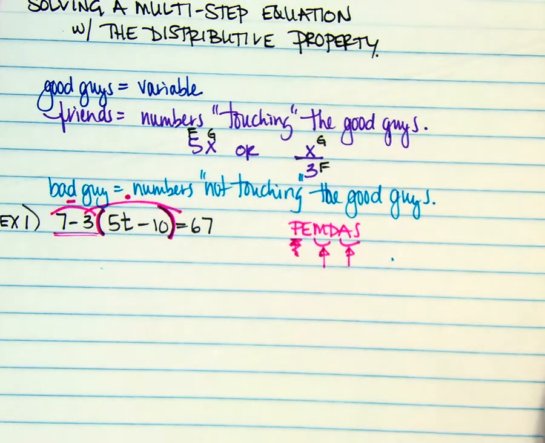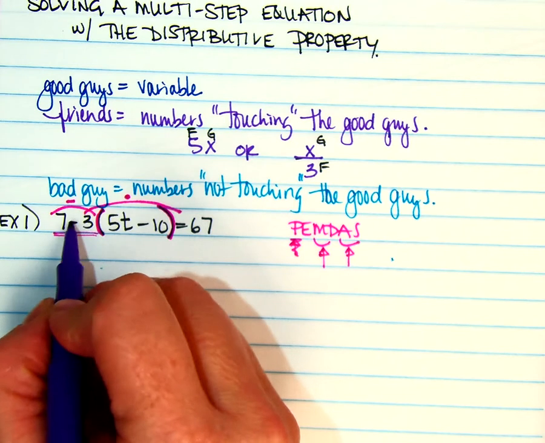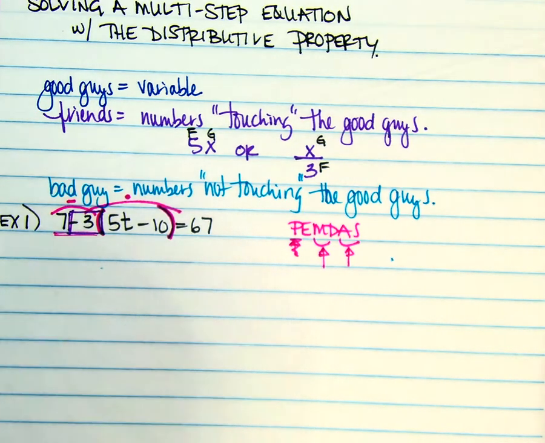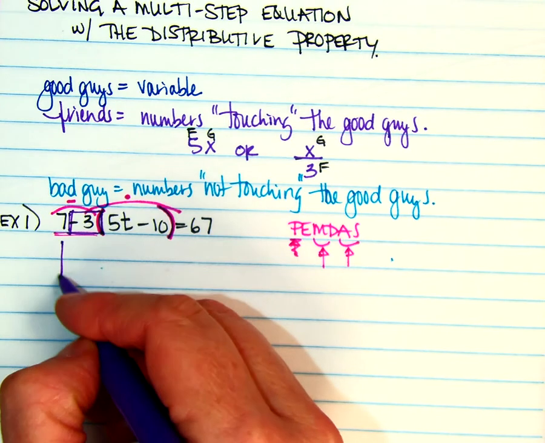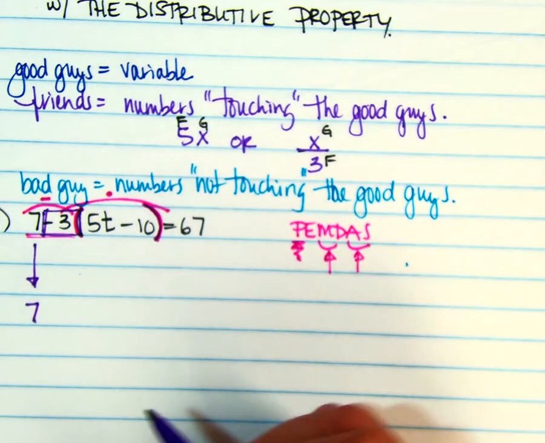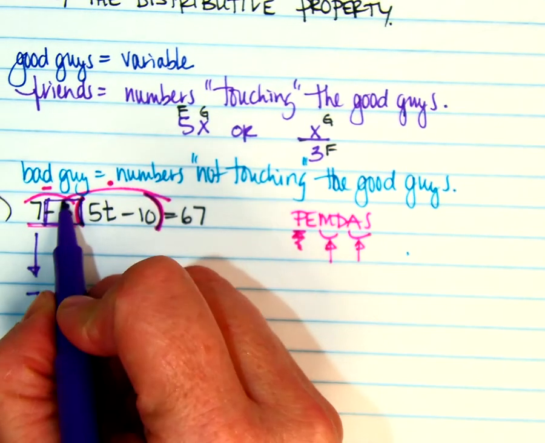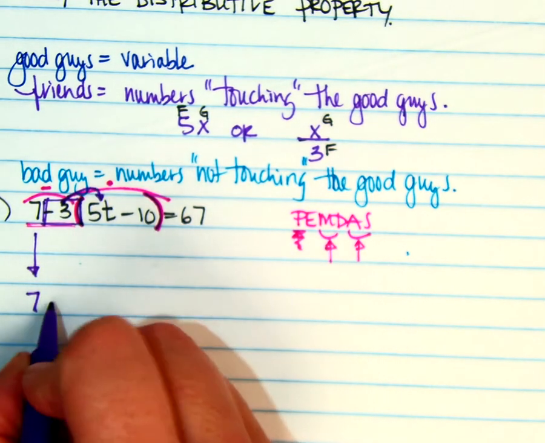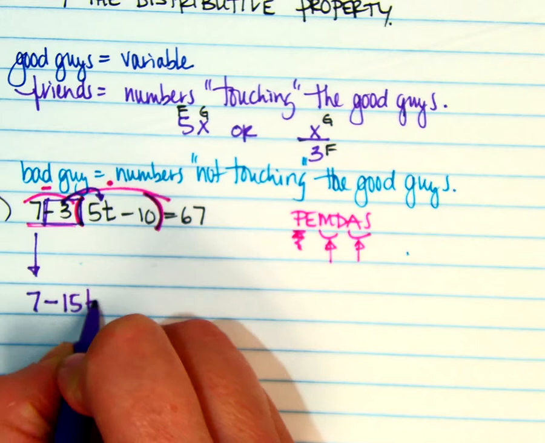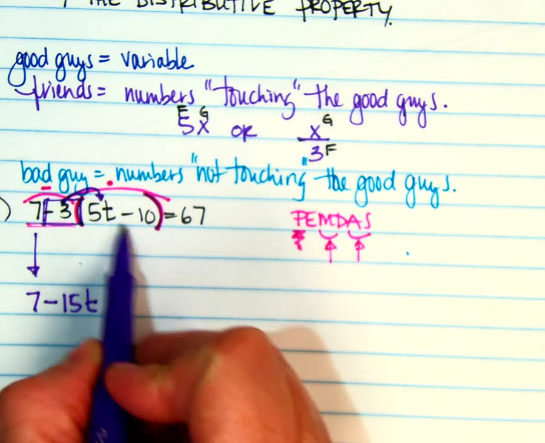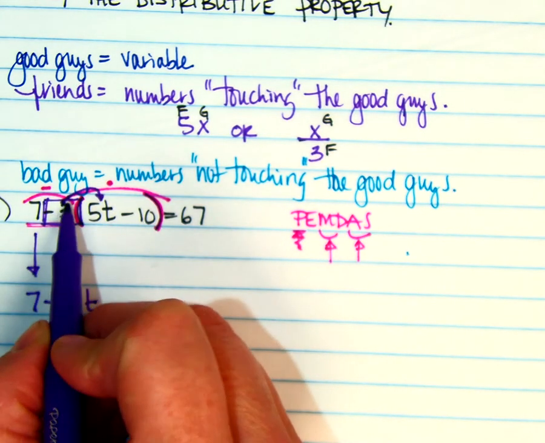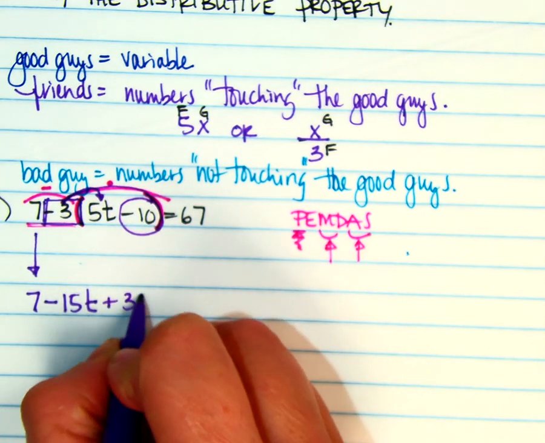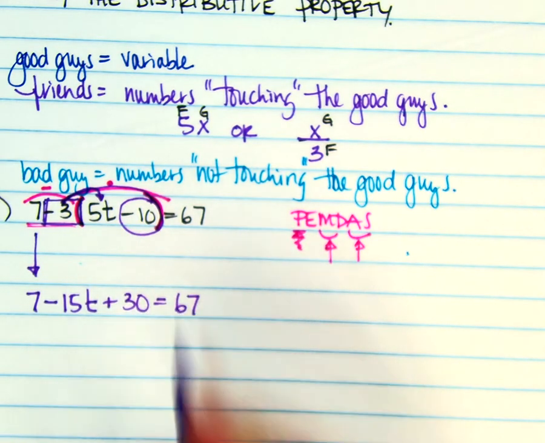So that means I am going to be multiplying this negative 3. You take that sign with it. So that means the 7 gets brought down. Negative 3 times 5t gives me a negative 15t. And then I got to use the rest of the stuff inside the parentheses. Negative 3 times a negative 10 is a positive 30, and that equals 67.